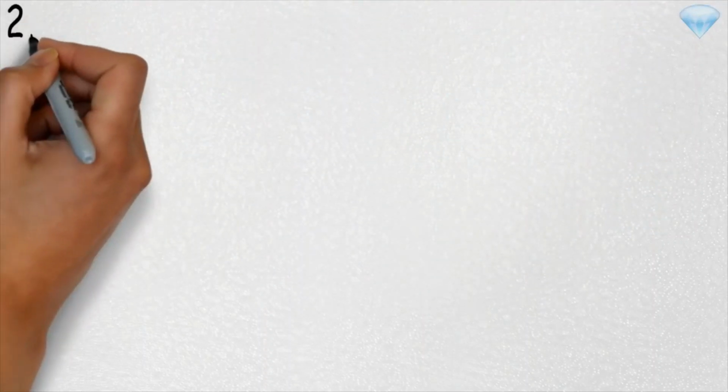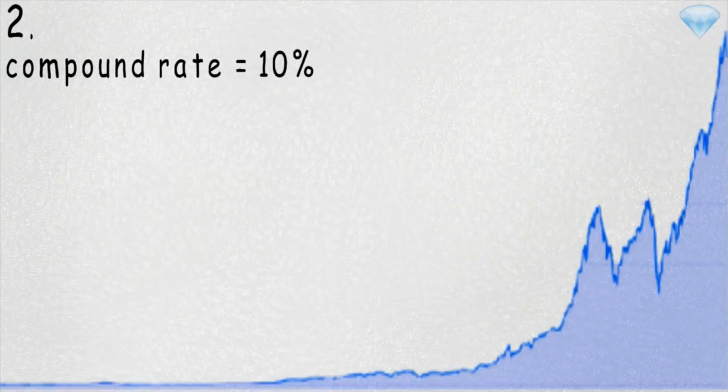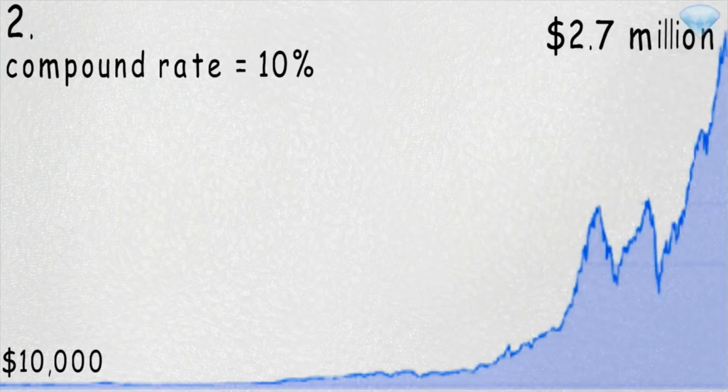Number 2. The market is an incredible compounding machine. The average compounding rate is approximately 10% per year. If you had invested $10,000 into the S&P 500 100 years ago, hopefully you are not that old, now you would have $2.7 million US.